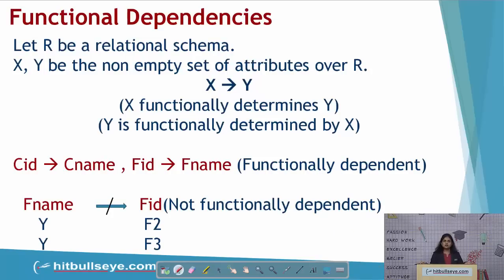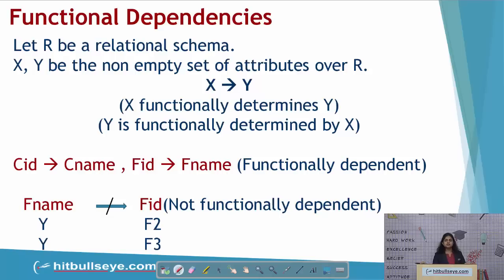So let's understand what functional dependencies are. Let R be a relational schema, and X and Y be non-empty sets of attributes over R. So Y is functionally dependent upon X if X functionally determines Y.